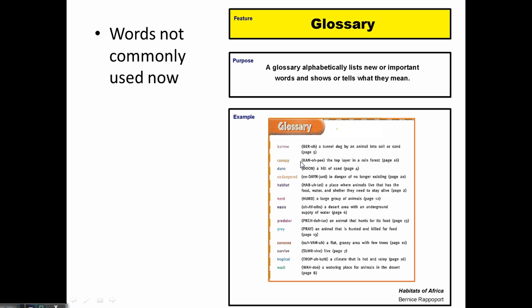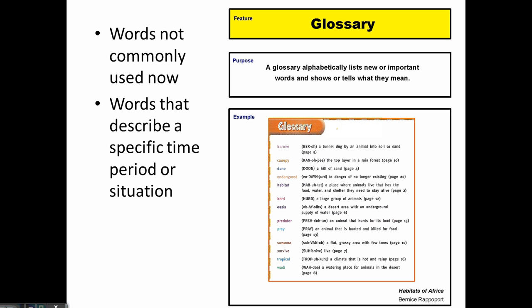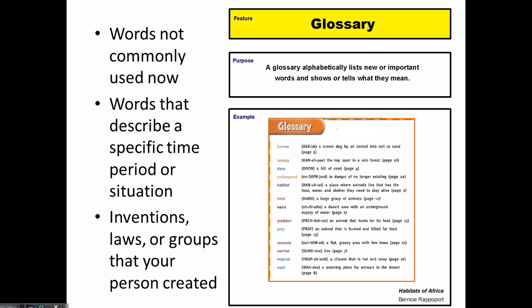You might choose to include a glossary on your poster for words that describe a specific time period or a situation, words that are specific to your presentation and content. And you might include a glossary to explain the meanings of inventions, laws, or groups that your person created or participated in.